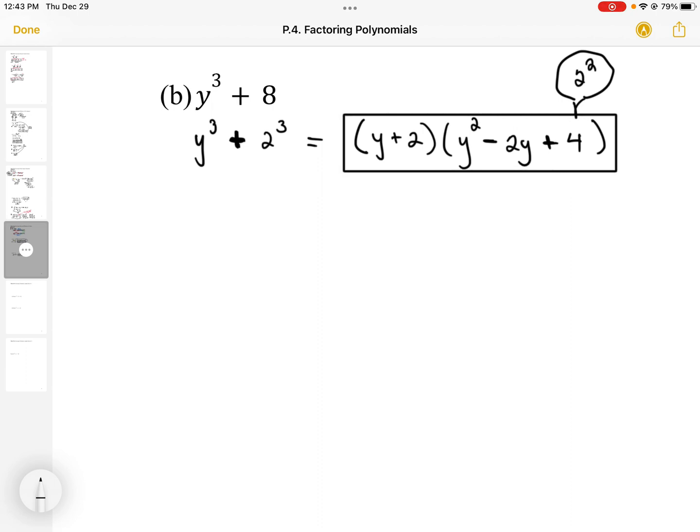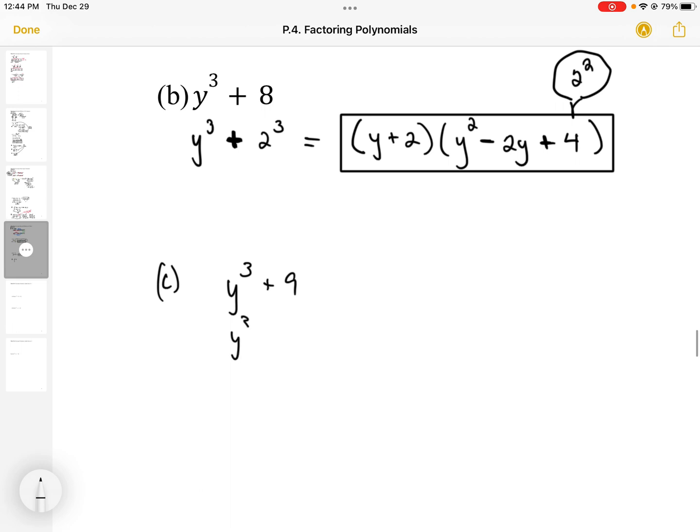Now I'm going to give you some examples that are not a sum or difference of two cubes, and we could play off of part B. If you had something like y cubed plus 9, 9 we can't write as something cubed. We could write it as something squared, but something cubed plus something squared, we're not able to factor that. So this does not help us at all. This is not a sum of two cubes.